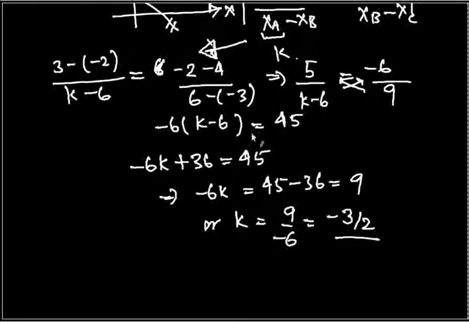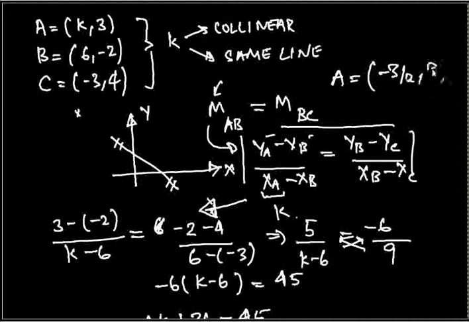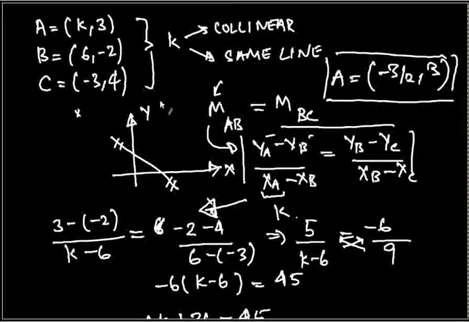So k was the x-coordinate of A, right? So if A is, let me see if I can move this back up again. So if A is equal to (-3/2, 3), then it lies on the same line as points B and C. So that was the question, and that's how you do it.